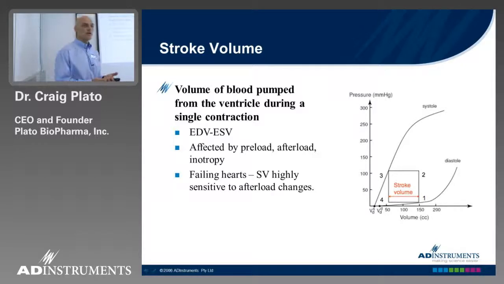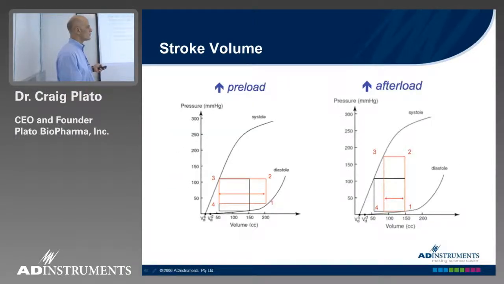So again, stroke volume is the amount of blood being pumped out of the heart on a beat-by-beat basis, and can be derived by looking at the relationship between the end diastolic volume and the end systolic volume. So if you recall, in our pressure volume loop, here is an exemplified pressure volume loop, looks like a square. This is the end diastolic volume when the heart is filled. This is the end systolic volume when the heart is now empty. The difference between this volume and this volume is stroke volume.